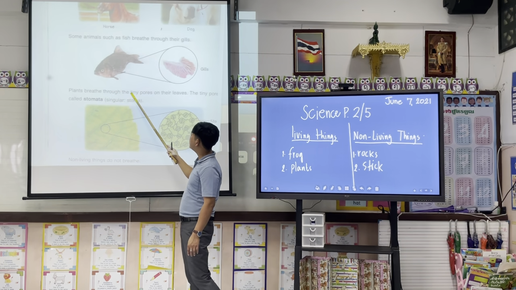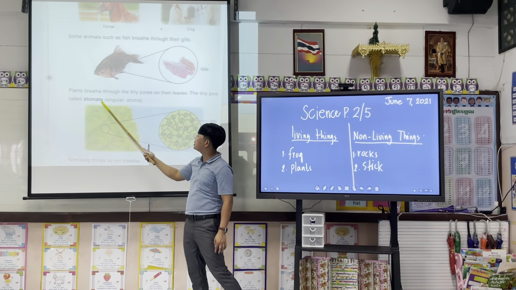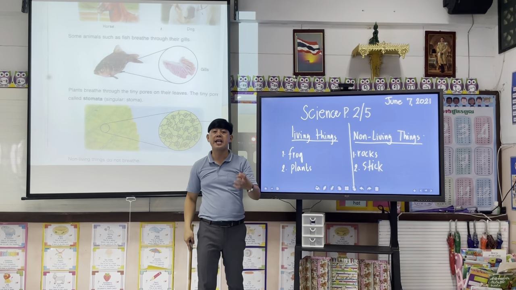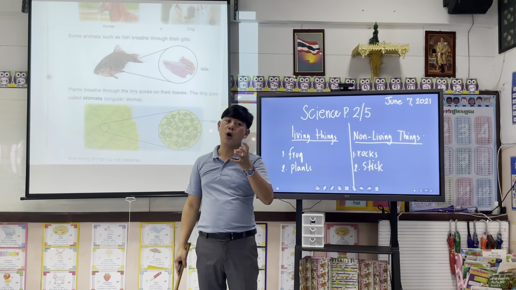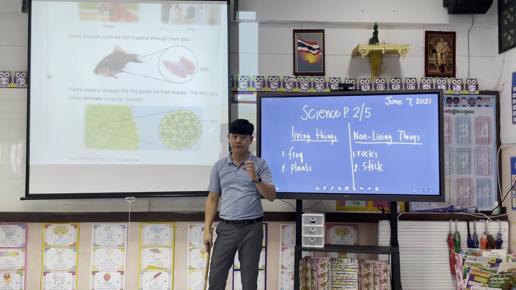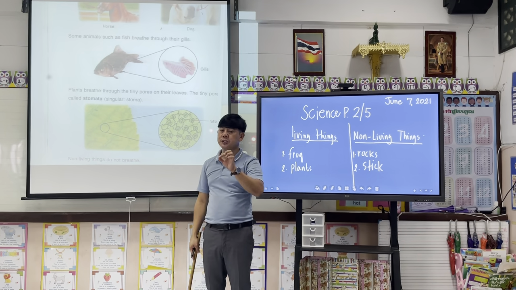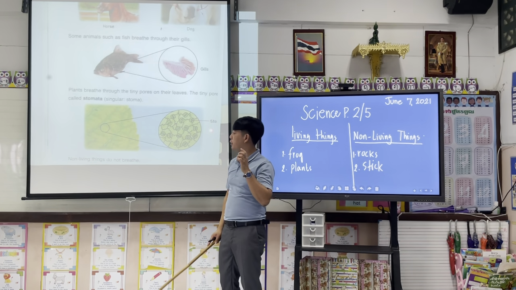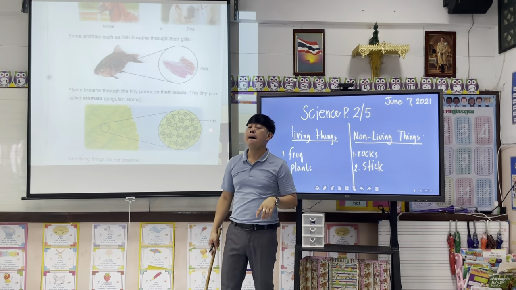Plants breathe through the tiny pores on their leaves. The tiny pores are called stomata. We cannot see the stomata with our naked eye because they are too tiny. So we need to use a microscope in order to see the pores of the leaf, the stomata.